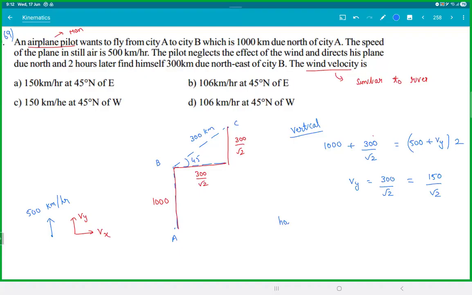In the horizontal direction, how much are you traveling? 300 by root 2. Again, who made you travel? The wind. What is the wind speed? Vx into 2 hours. So we get Vx is equal to, again, same thing, 150 by root 2. Okay, so you're traveling 150 by root 2 j cap, and 150 root 2 i cap. Your speed will be 150 and the direction is i plus j, north of east. All clear with this? But this question you could have done much faster.